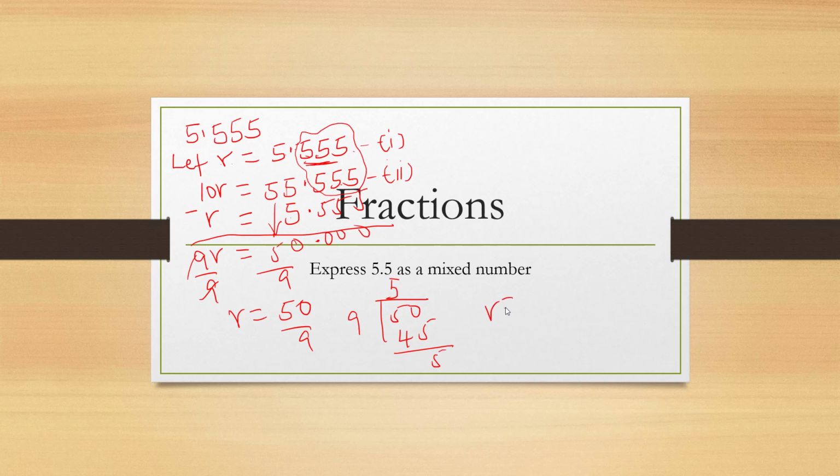So r is the same as the 9 whole number, 5 whole number 5 over 9. And we said we let r be this number, so we can say finally 5.5 recurring in mixed fraction is the same as 5 whole number 5 over 9.